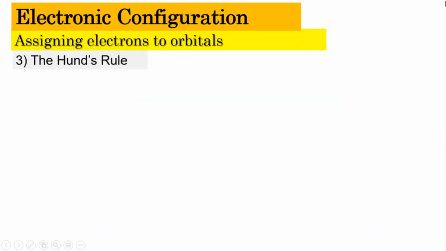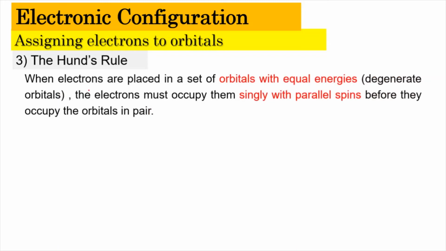So now for Hund's rule. Hund's rule stated that when electrons are placed in a set of orbitals with equal energies, also known as degenerate orbitals, the electrons must occupy them singly with parallel spin first before they occupy the orbital in pairs. So what is this statement trying to say? Let's say we have 2p orbitals, so you know that the 2p orbitals will have px, py, and pz. So these 3 orbitals of 2p have equal energy.